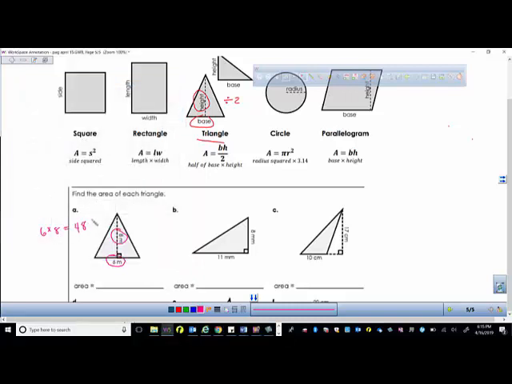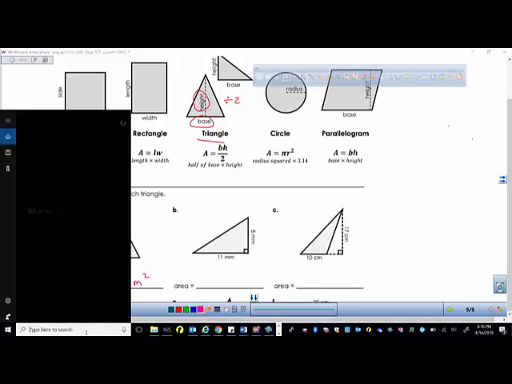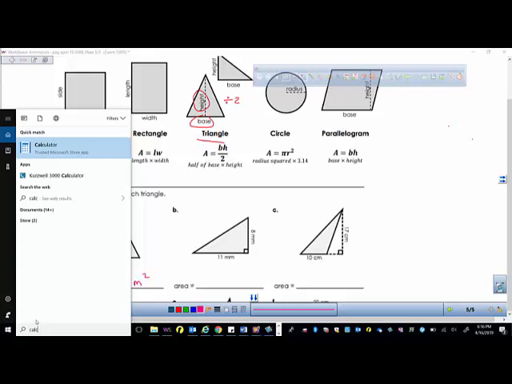And because it's a triangle, that means there's two of them in a big rectangle. So we have to divide it by 2. So 48 divided by 2 is 24. So we're going to get 24 square meters. Okay, let's try the next one. I'll bring back up my calculator.